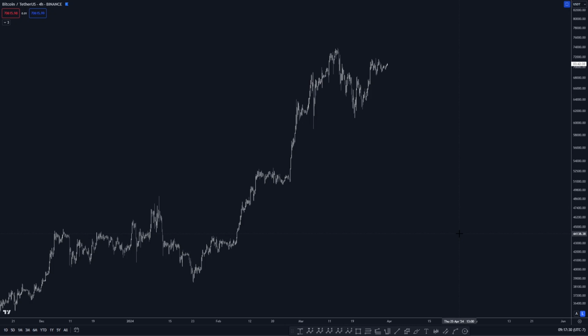For this stream, as always, we're gonna go ahead and take a look at Bitcoin. We're gonna briefly touch on the medium-term time frame, and then focus more on the lower-term time frame. So, without further ado, let's go ahead and jump right into it.